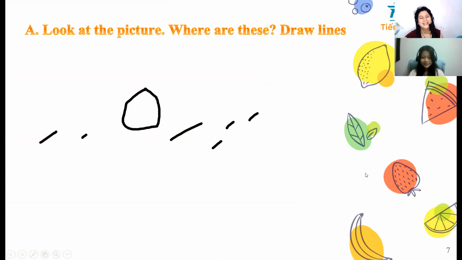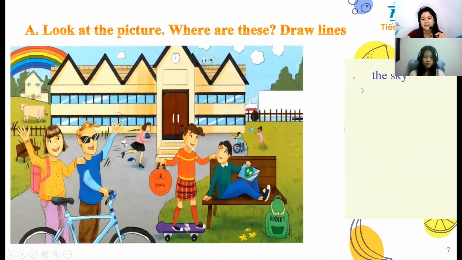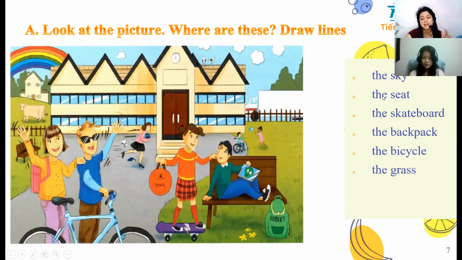Now, let's proceed to the next slide. I want you to look at the picture and make a drawing, like you're going to locate where these are. There is one example, Anne, the sky. You're going to find where is the seat, the skateboard, the backpack, the bicycle, the grass, the sunglasses, and the roof. That is how you are going to answer it. It's very easy. Now, can you draw a line on the screen, Anne?